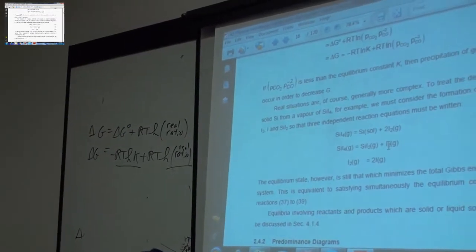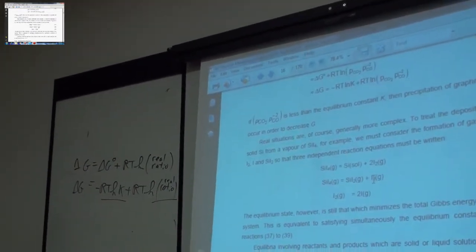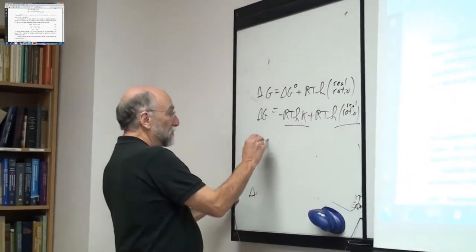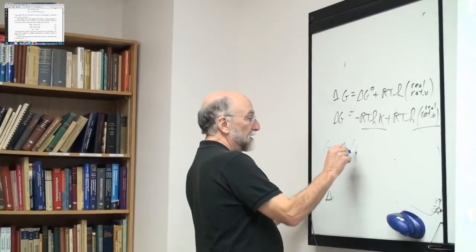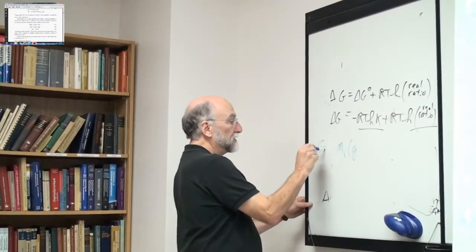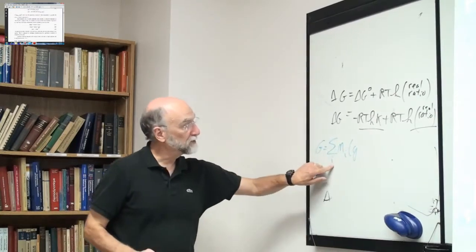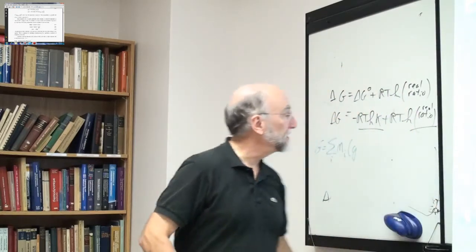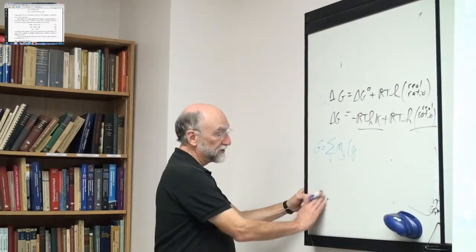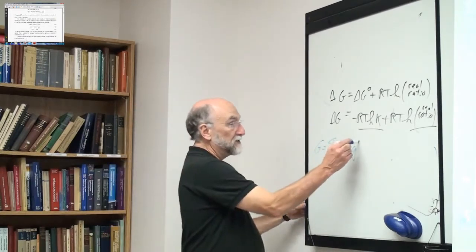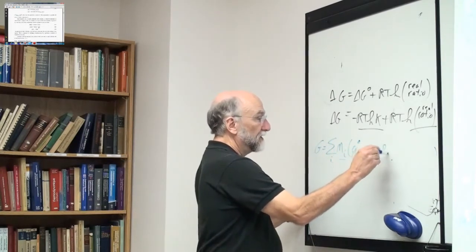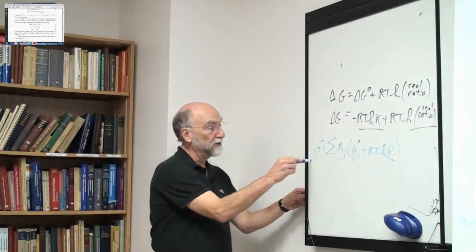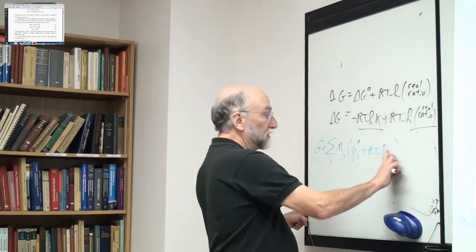You find the Gibbs energy that minimizes the entire system. The total Gibbs energy of the system is the sum over all possible species, and the species would be silicon tetraiodide, silicon diiodide, iodine gas, and iodine. This is the number of moles of every gas times the Gibbs energy of that gas plus RT log partial pressure of that gas. So you're trying to minimize the total Gibbs energy of the system.